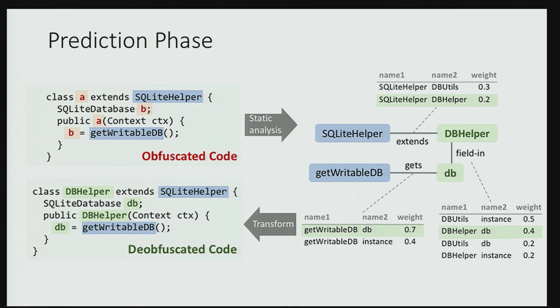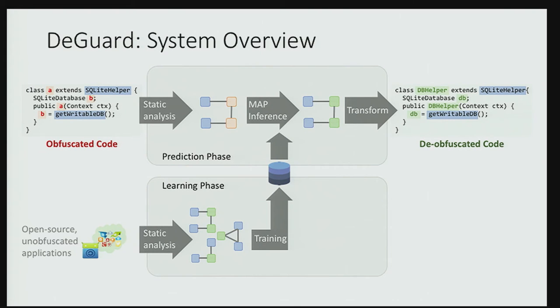Okay, so using MAP inference, we select the most likely names, and as a last step, we can transform the application by plugging in the names that we have just predicted. And this is the output of DGuard on the bottom left part. Okay, so now you have seen a flavor of these two phases of DGuard, and how it performs them.